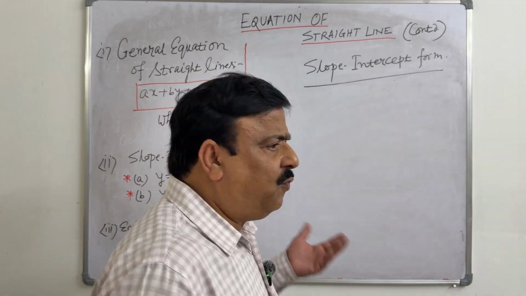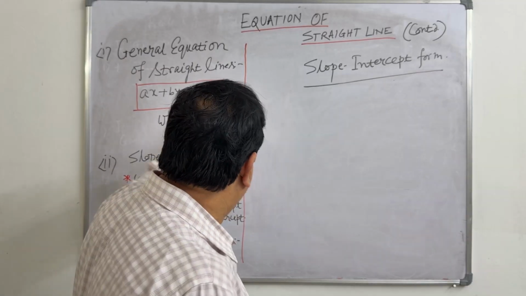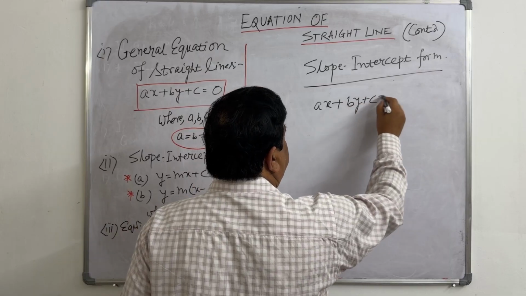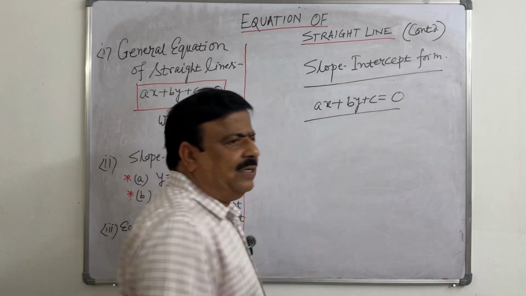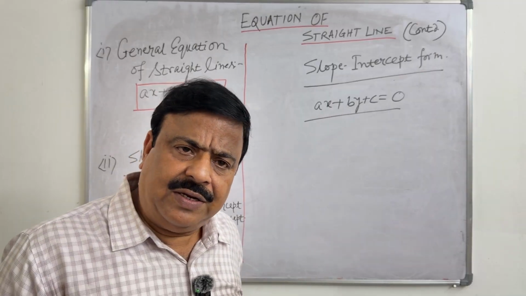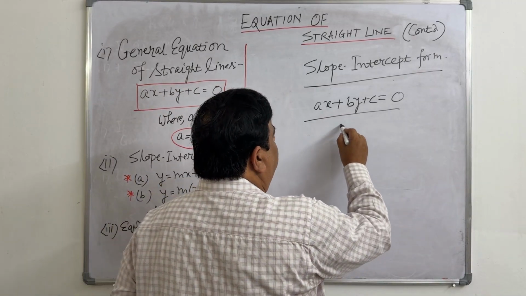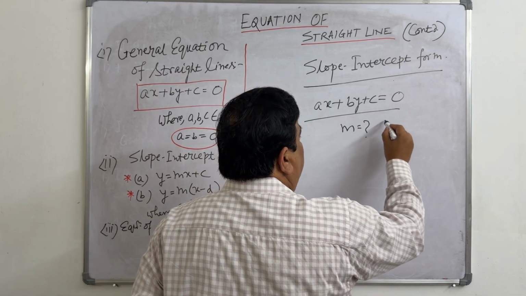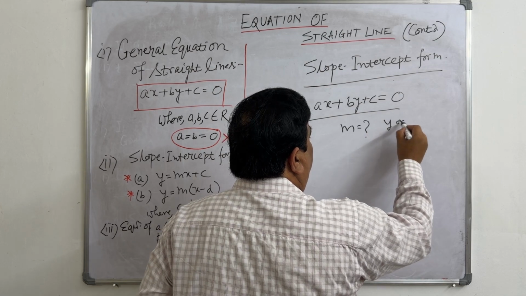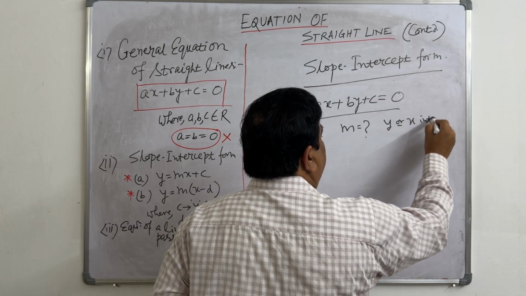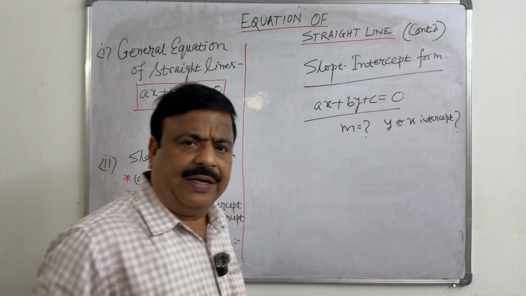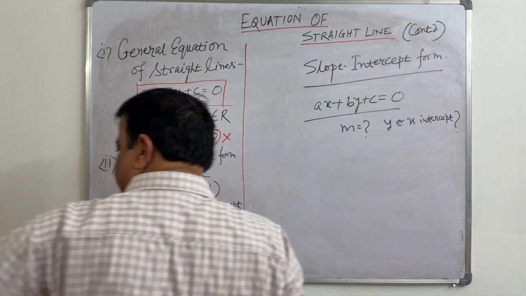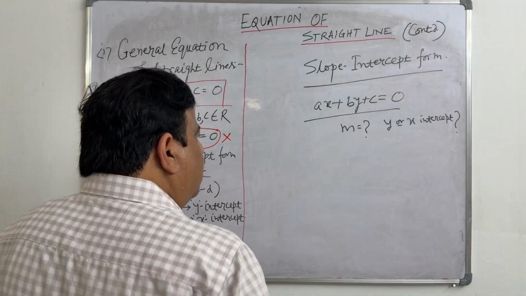The topic is, for any line, you know the general equation of a straight line, that is ax plus by plus c is equal to 0. Say this is any equation of a straight line. Now we have to find the slope of this straight line and the y-intercept or x-intercept of this straight line. Suppose we have to find both of these. The equation is given. So how should this be solved?